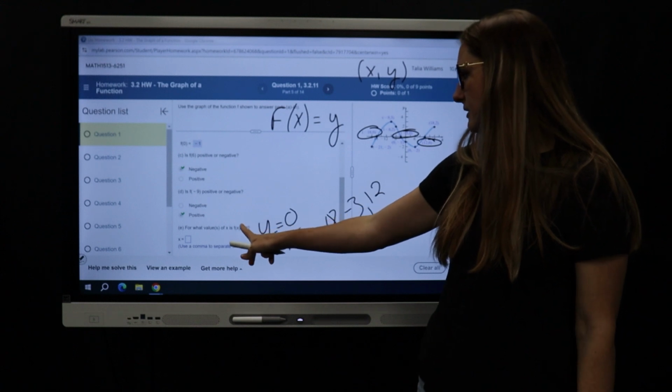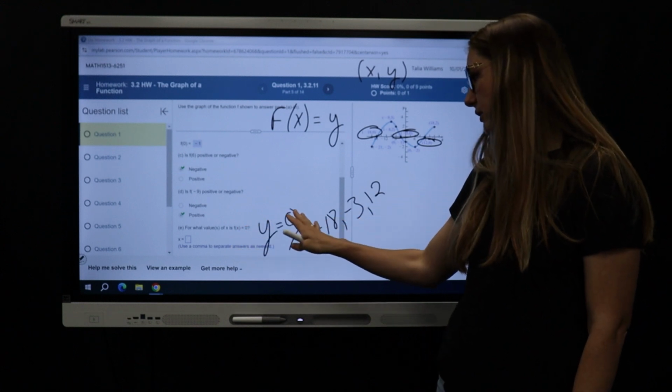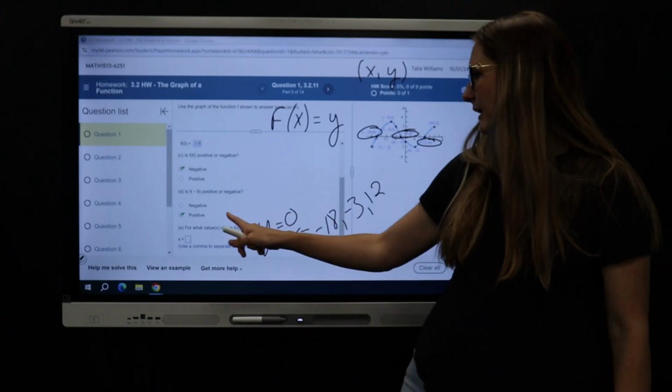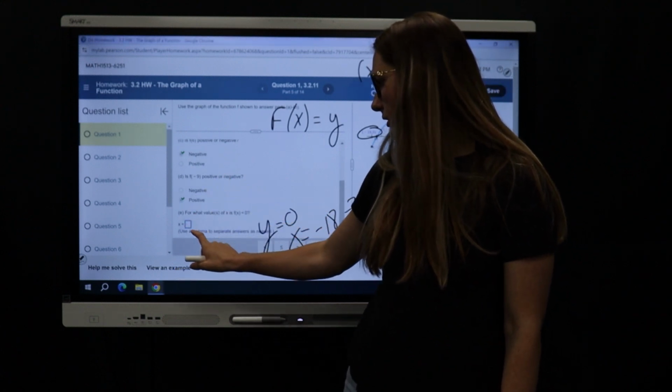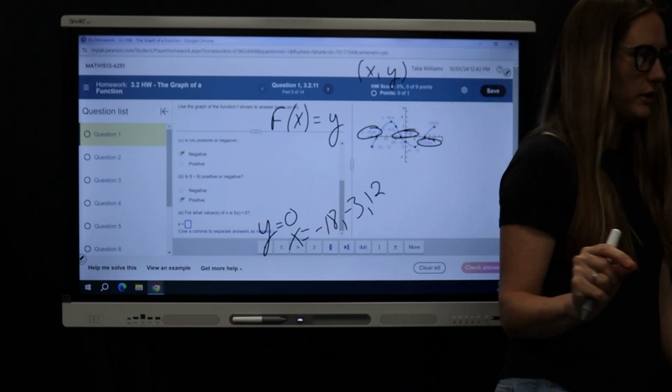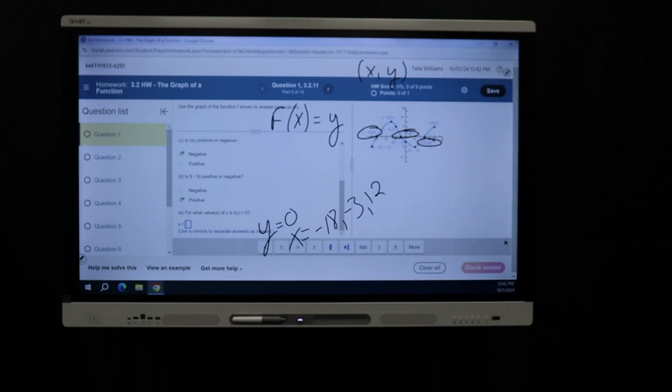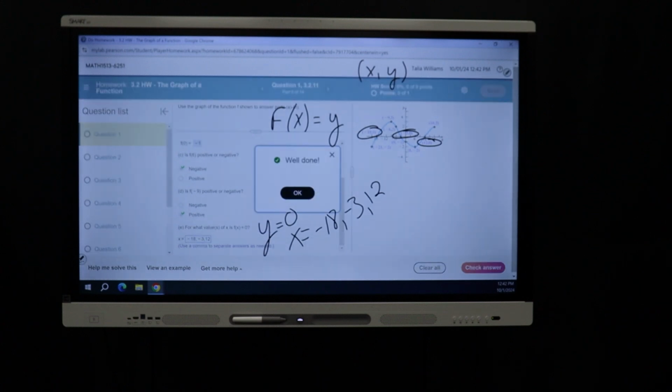So f of x equals 0 means y equals 0. What are our x values? It helps right here too because it has x equals. Just know that you can have more than one answer on that one. When they're giving you y, you can have more than one x. And positive 12. Okay.